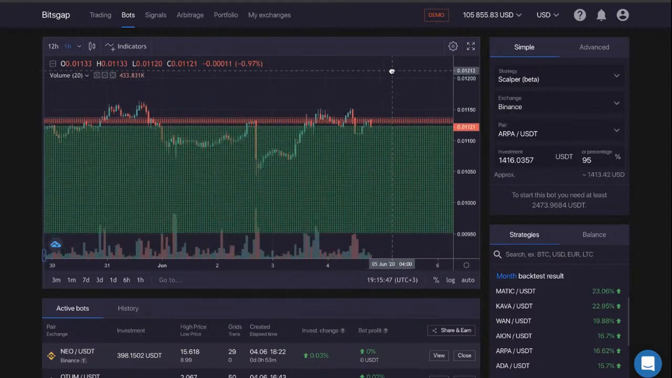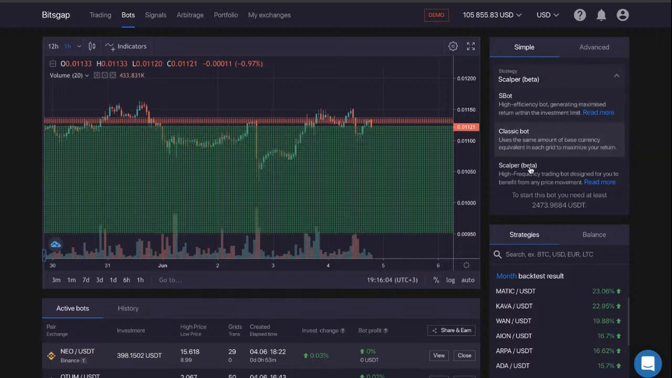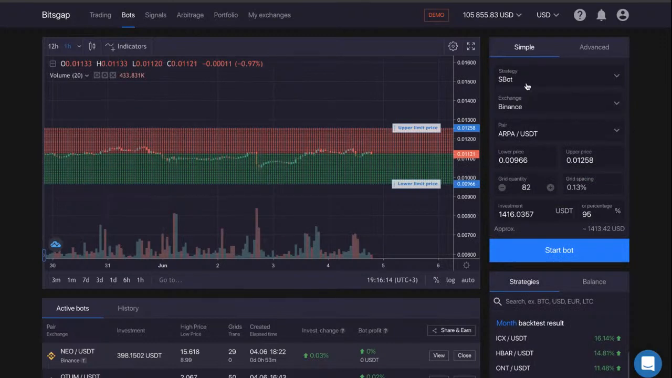And on the right side we have a simple option to execute the automated trading bot. So here we have everything we need. We have the strategy which we can use, and I will explain to you the difference between them a little bit later. So for the sake of the example, let's use the S-bot, which is our brand new bot.